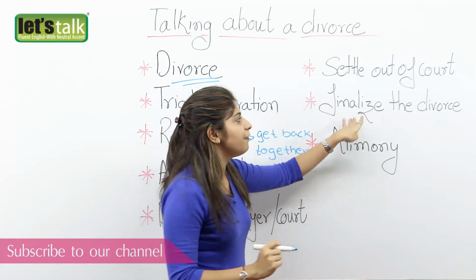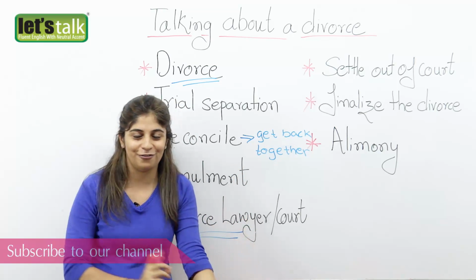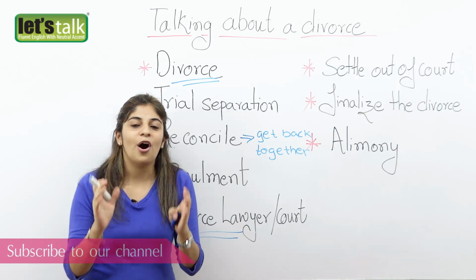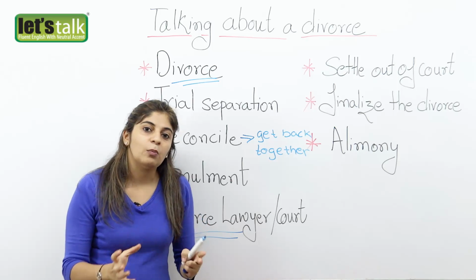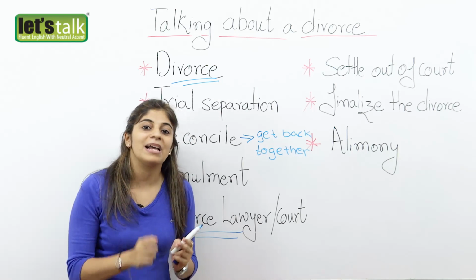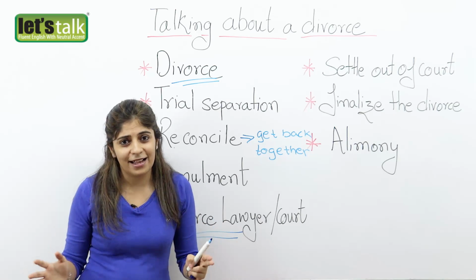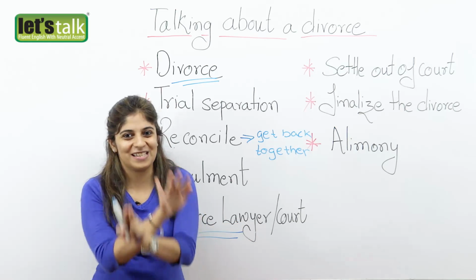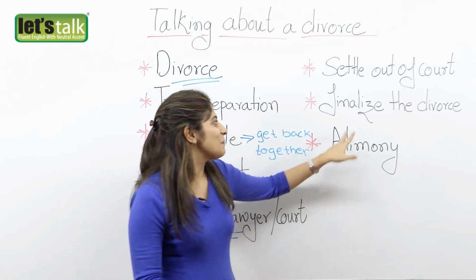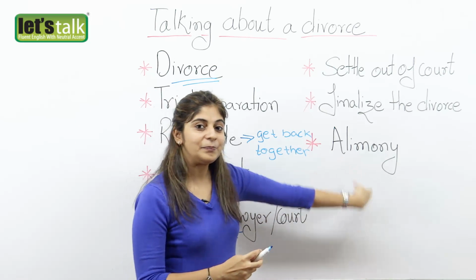Then we also have finalizing the divorce. That's the end part of the divorce. Basically, when the whole divorce agreement is ready, the couple will finalize the divorce by signing a set of papers, okay? So once that is signed, this means that the marriage is over, okay? The show is done. So that is finalizing the divorce. And then we have alimony.